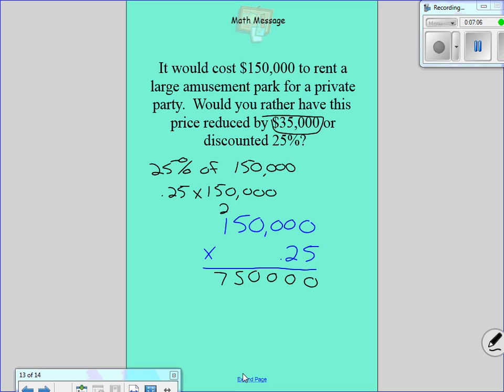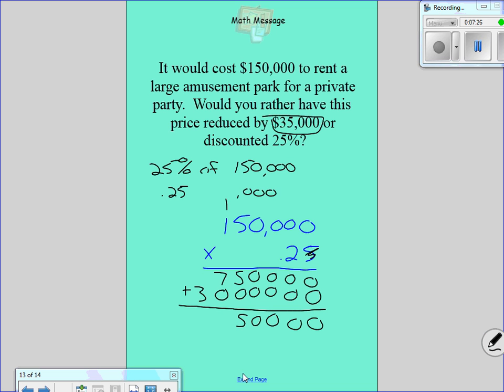Let's see if I can get rid of that right there. Perfect. We got a place value holder. 2 times 0 is 0, 0, 0, 0. 2 times 5 is 10. 2 times 1 is 2, plus 1 is 3. Let's add these up. Two spots is our decimal. So our answer is 37,500.